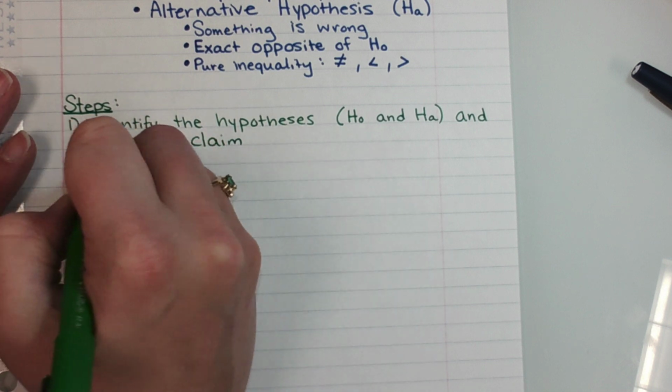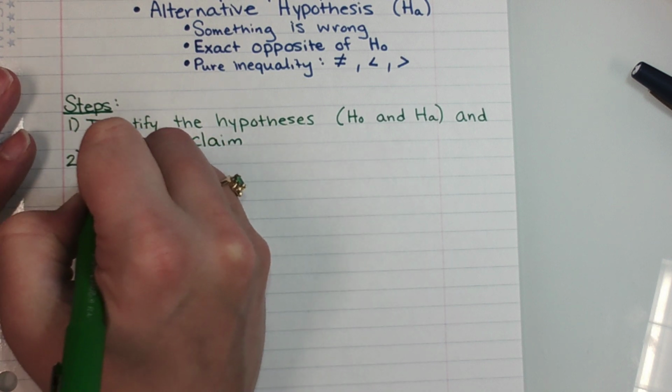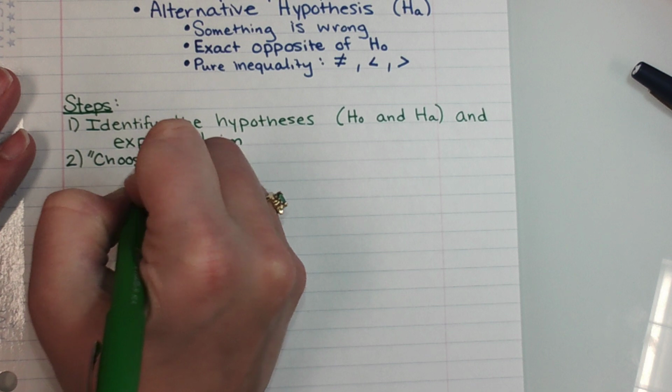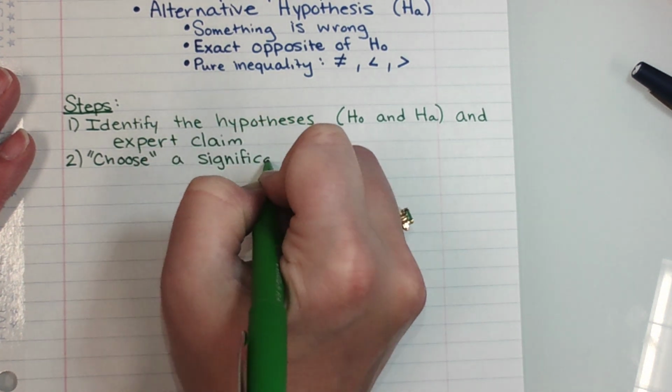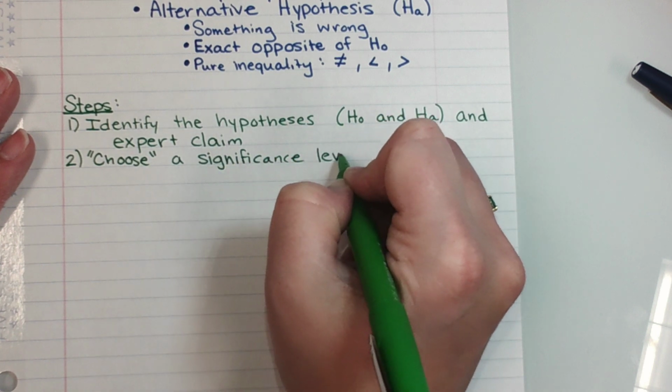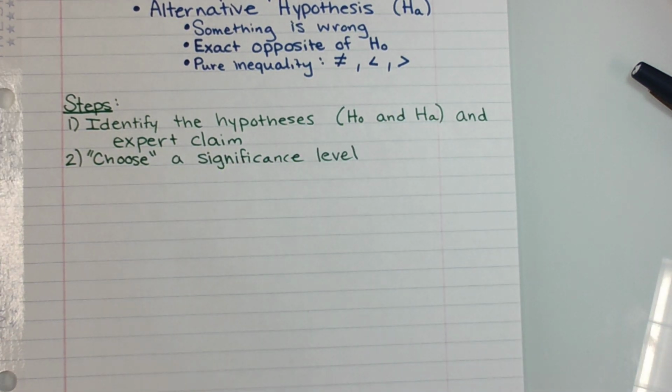Now, step 2 essentially has you choose, quote unquote, a significance level. First off, I put choose in quotations because you're never actually going to have to choose. I'm going to tell you in the problem what the significance level is. So you just have to recognize what it is. A significance level is essentially the threshold that you are going to pass in order to step in and say the expert is wrong.